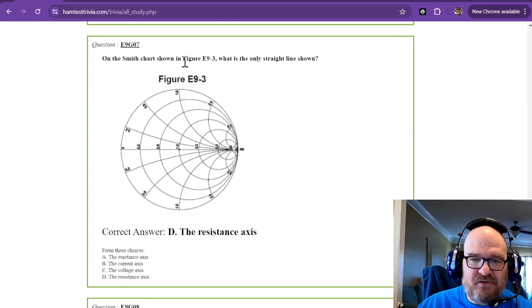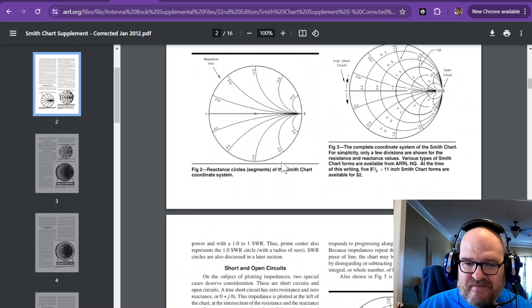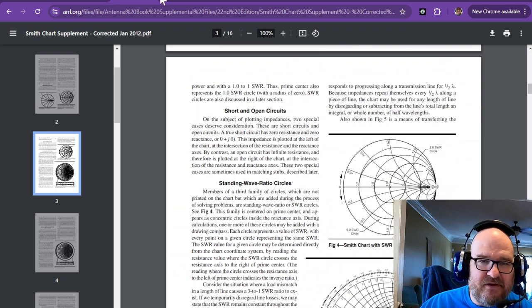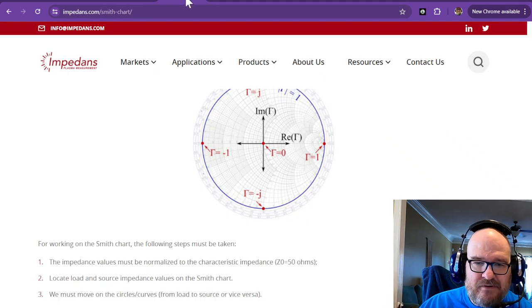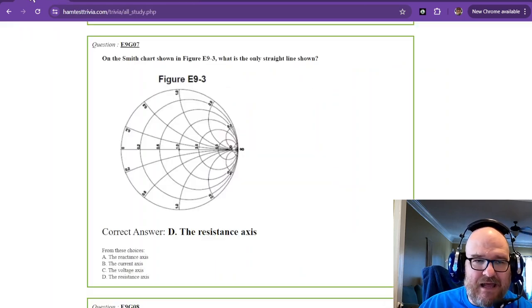On the Smith chart shown in figure E9-3, what is the only straight line shown? And that is your resistance axis. That is this guy right here. That's your resistance axis. There's a reason I have this here. You can see right here, this is resistance straight across here. And there's circles that intersect that for your straight line resistance. So if you see the only straight line, resistance.